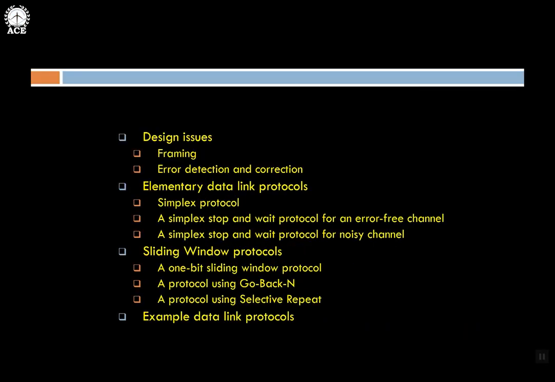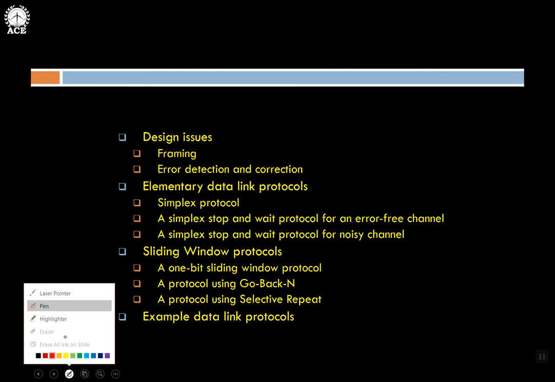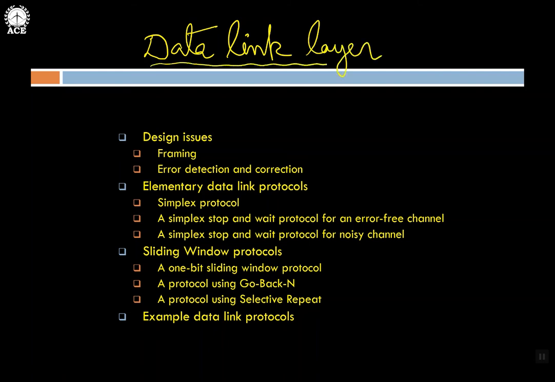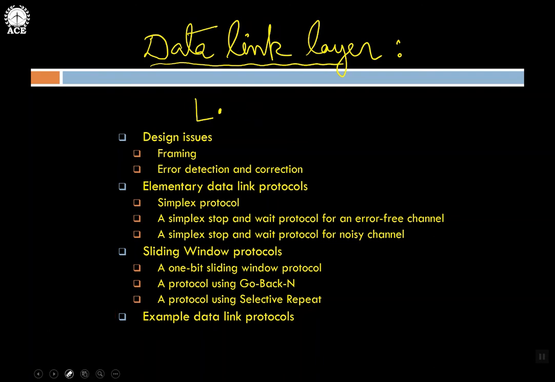So let us begin our discussion on the design issues of the data link layer. The topic is data link layer. In our earlier video, I already told you there are two parts: logical link control and media access control. So essentially in this we are going to look at the issues of logical link control. So what are the issues?